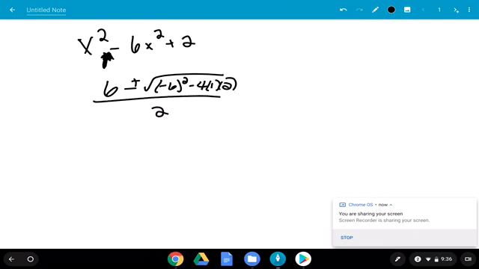When you look at the square root more closely, you will find that negative 6 squared is positive 36 minus 8. So then you're left with 6 plus or minus the square root of 24 all over 2. And then you will solve for x.